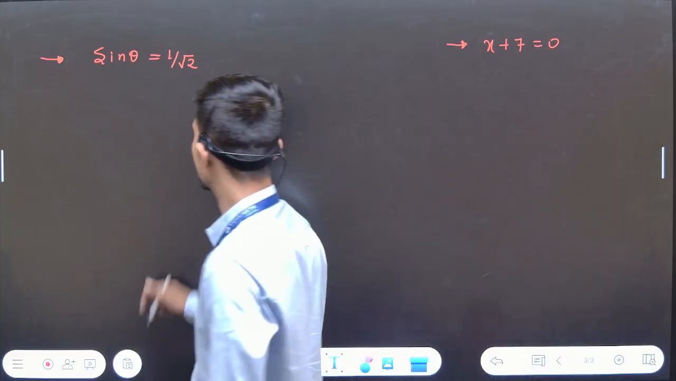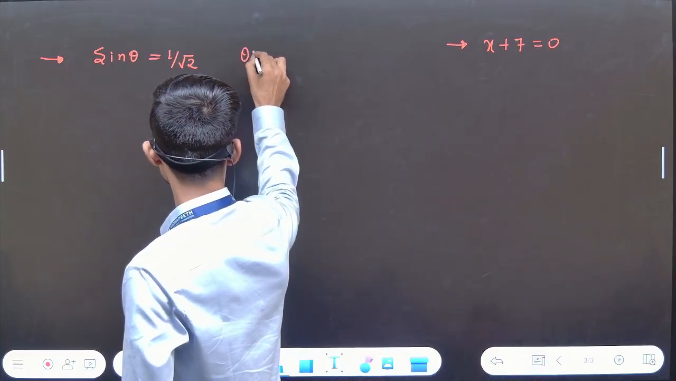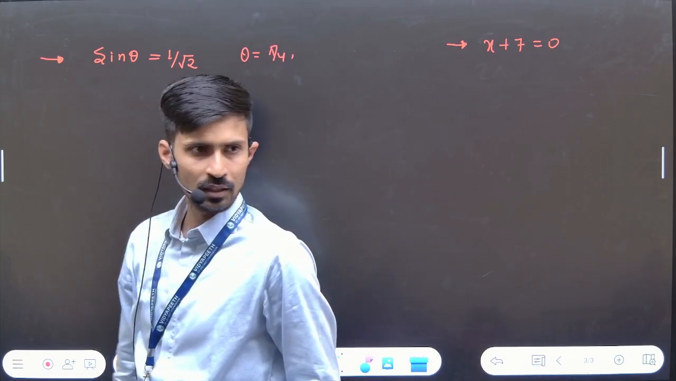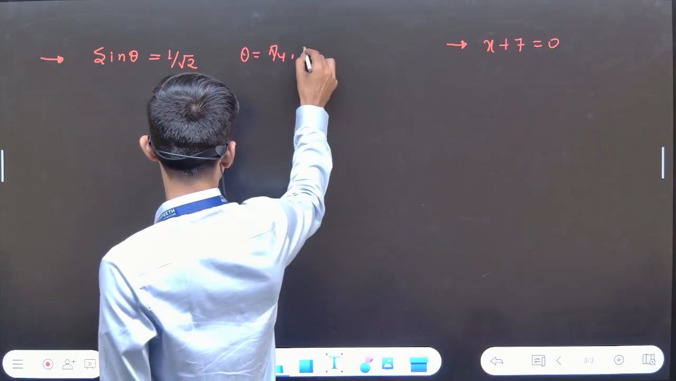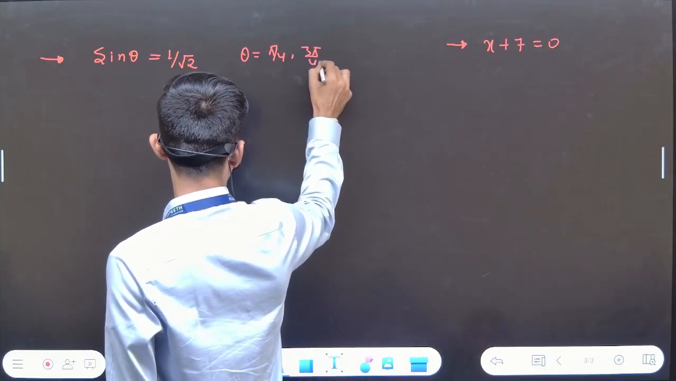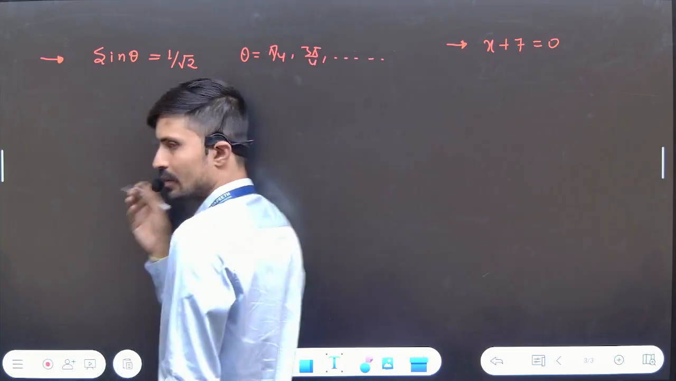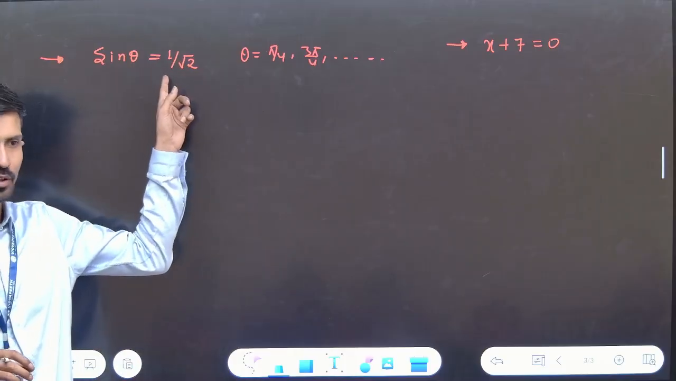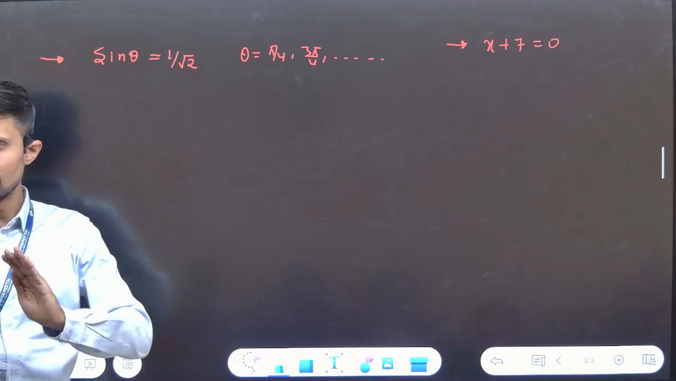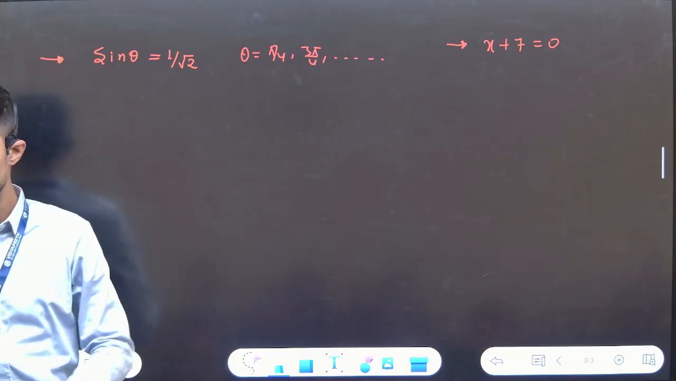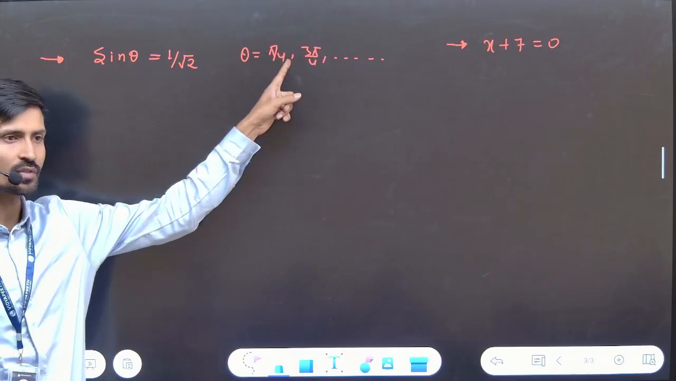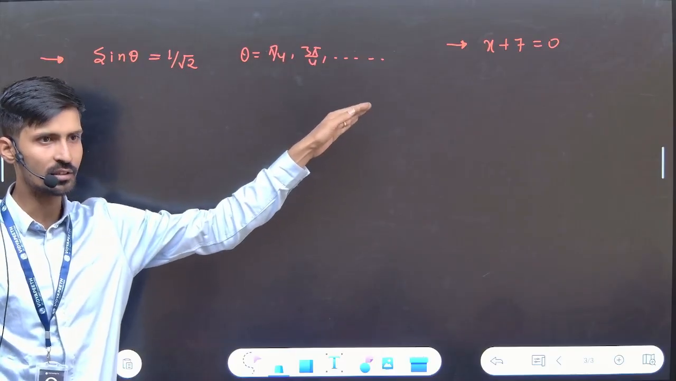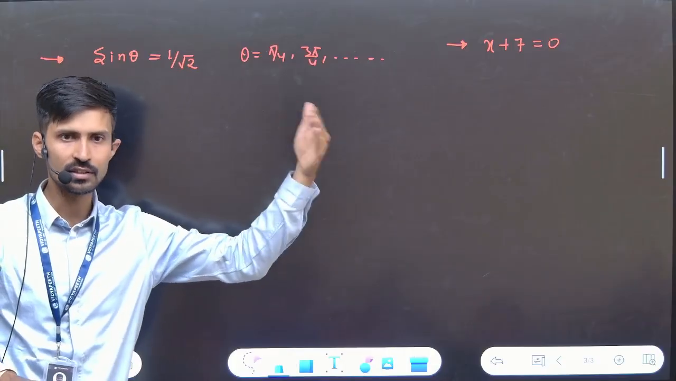So theta will be 45 degree. Next, 3 pi by 4. And so on, so on. A lot of angles will be there. This sine theta is 1 by root 2, which is positive, so it will be either in the first quadrant or the second quadrant. This is an angle of the first quadrant, this is an angle of the second quadrant. Again, you will get one more angle of the first quadrant, again the second quadrant. How will you get these?